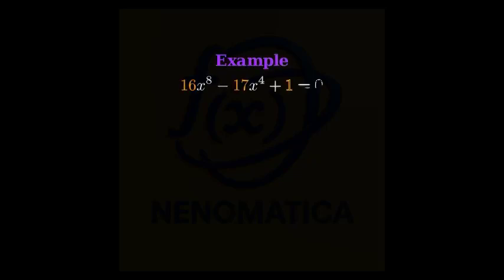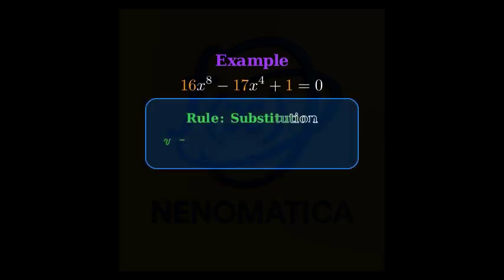Example: the problem is 16x to the 8th minus 17x to the 4th plus 1 equals 0. Step 1. Use an auxiliary variable to reduce the degree. We set y equal to x to the 4th power. Then y squared is x to the 8th. Substituting into the equation gives 16y squared minus 17y plus 1 equals 0.